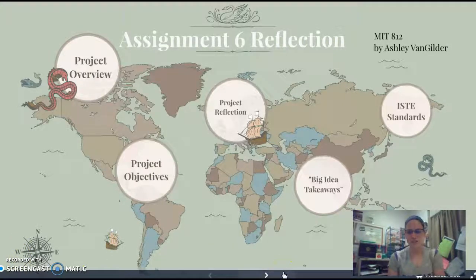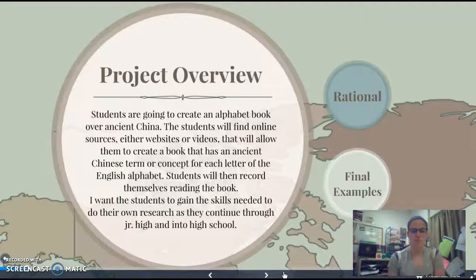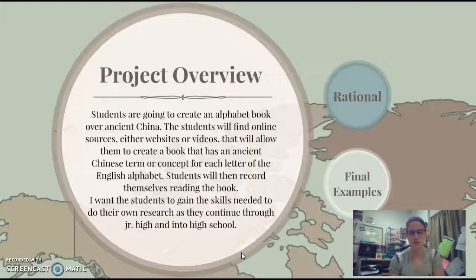What we did in my 6th grade classroom was we created an ancient China book. It was an alphabet book. The students had to pick 13 different letters of the alphabet to write about. They had to pick like D is for dynasty or L is for lotus feet and be able to give me information about those.